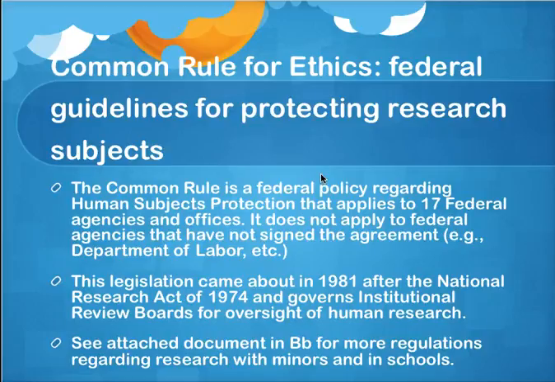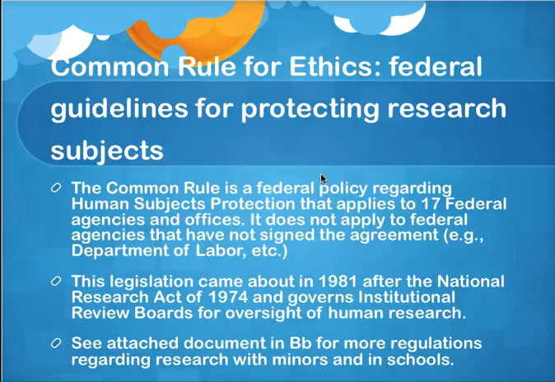So here's a definition for the common rule. It's a federal policy regarding human subjects protection that applies to 17 federal agencies and offices. It does not apply to federal agencies that have not signed the agreement. For example, the Department of Labor does not adhere to the common rule, but educational institutions do. All right, and I didn't list all 17 agencies. You can look it up if you want to see it. It's not vitally important for this course, but it's nice to know who signed on to this.